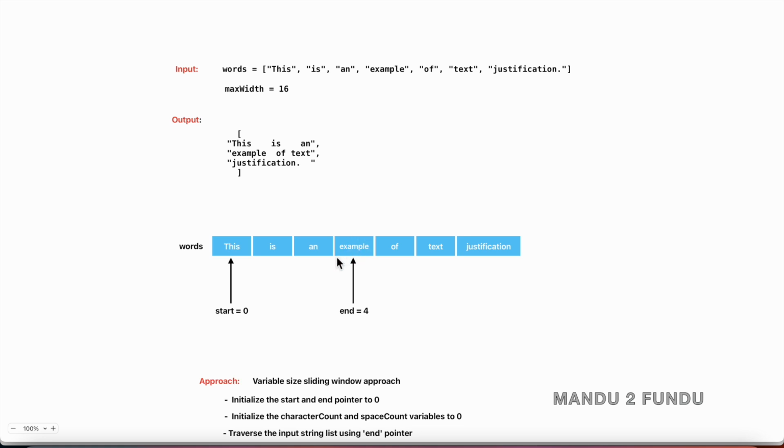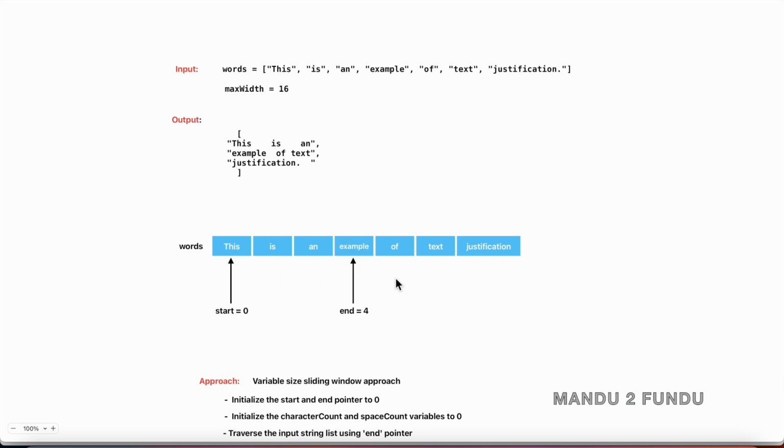Okay, so what we have to do is form a line starting from the start pointer up until end minus 1. Only these 3 words we have to include and create a justified line like this. And in the case that including this word is exactly equal to the max width, in that case we can create a justified line including this word.